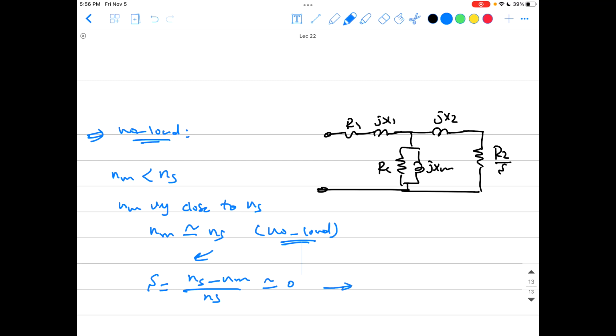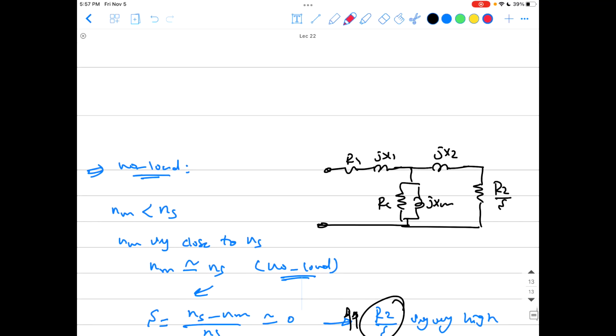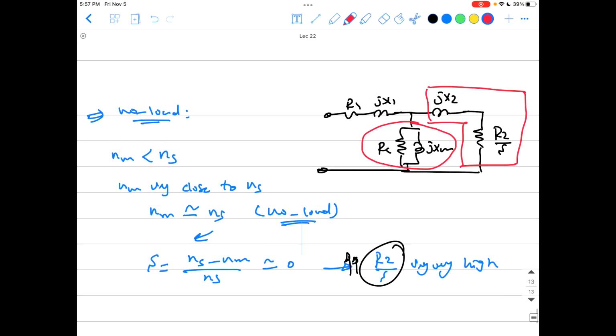So if S almost equals 0, R2 over S will be very, very high. Compared to the light-load condition, where R2 over S is very small because S equaled 1, now S almost equals 0, so the denominator is 0. That means R2 over S is very, very high. So it's now swinging in the other direction. Remember, here is R2 over S, and compared to this, now the very big one is this one.